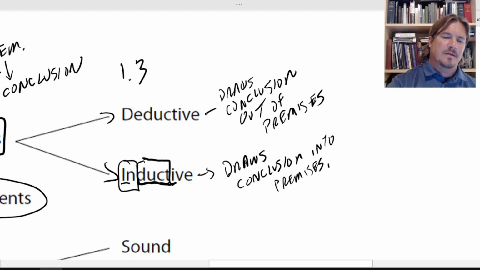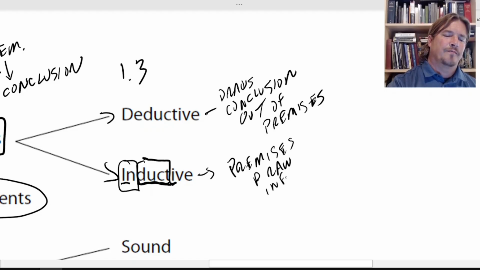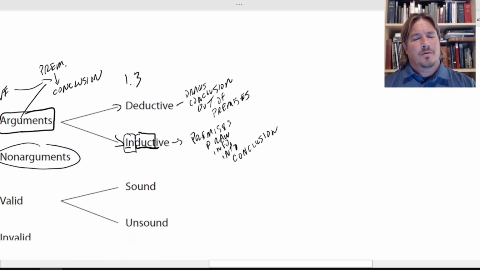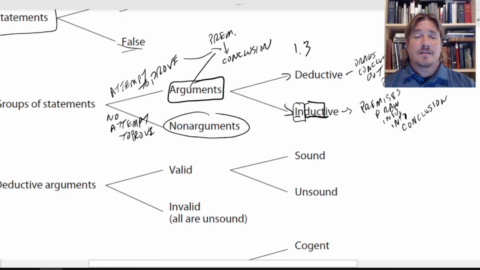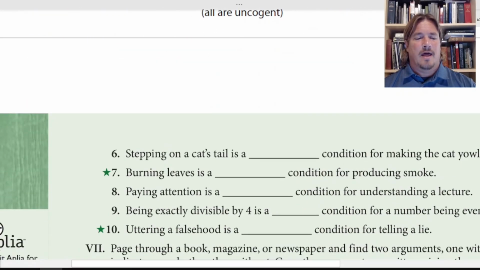Okay? Maybe I should put this slightly differently. In an induction, the premises draw information into the conclusion. That's probably a better way to put it. A deduction draws evidence out of the premises, and an induction puts information from the premises into the conclusion. All right. So that's just a brief way of putting this. In the next section, we're going to look at different ways to evaluate deductions and inductions, but we'll come to that in the next section.